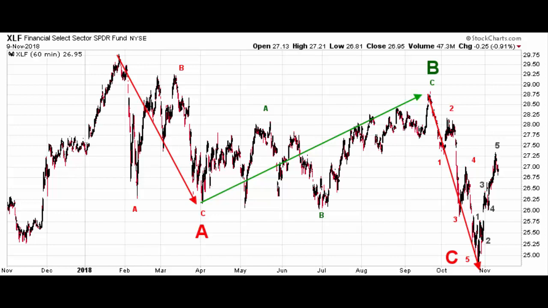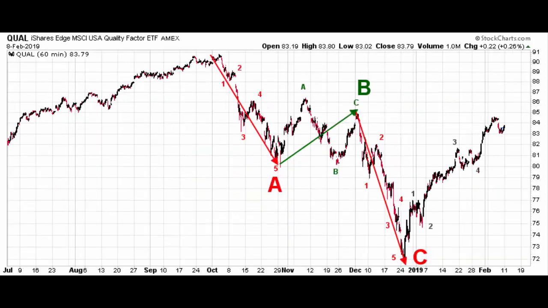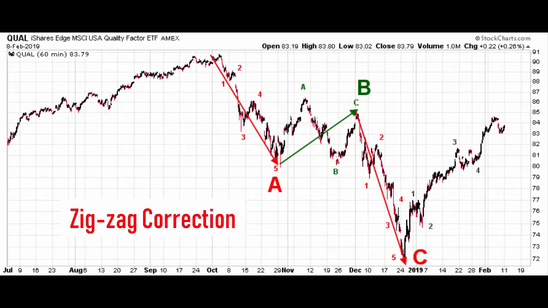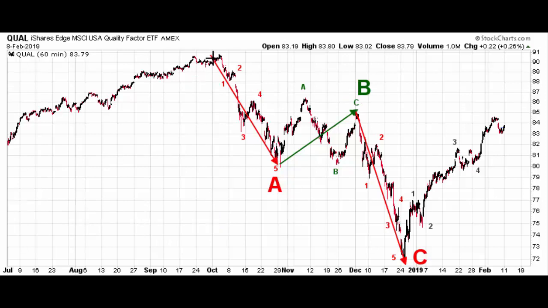The next type of common corrective pattern that you'll see out there is what we call a zigzag. Now, zigzags are a lot sharper than flat corrections. Like I said, flat corrections tend to move sideways. Zigzags tend to move more sharply against the trend. Now, their internal structure is 5-3-5. So if you look at wave A here to the downside shown in red, you see it's a 1-2-3-4-5 move. So that looks like a trendy move. So these are scary moves. These make people wonder if the trend has actually changed.